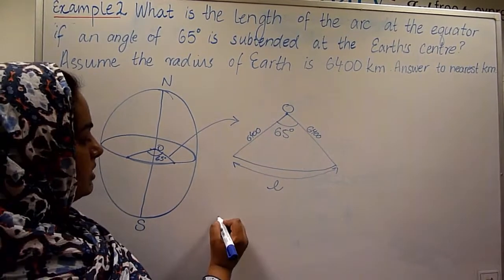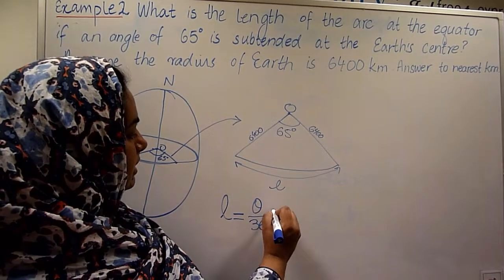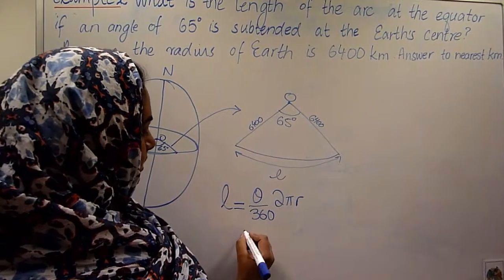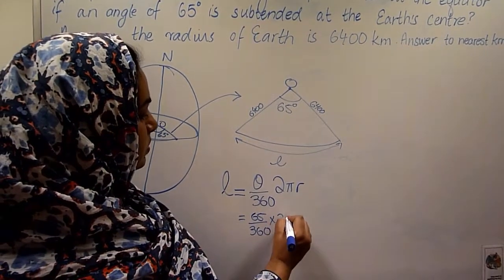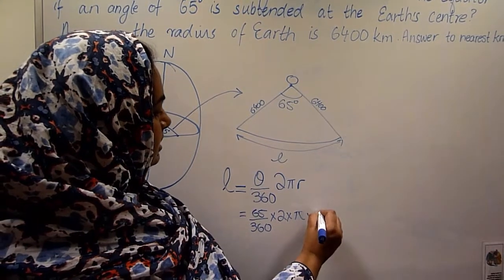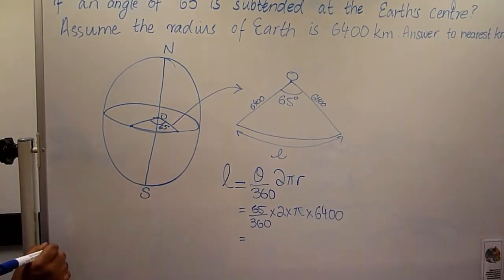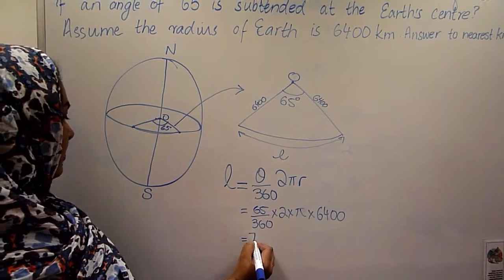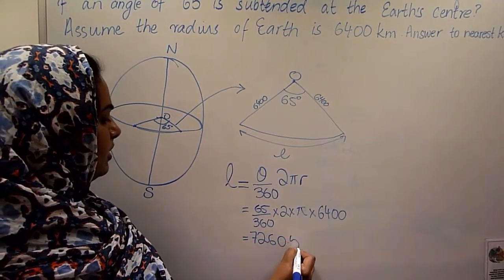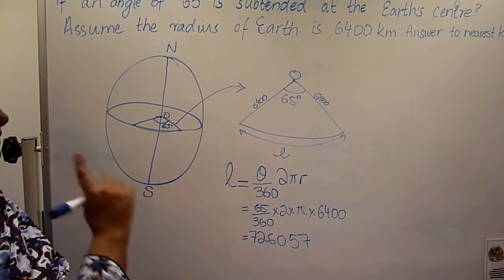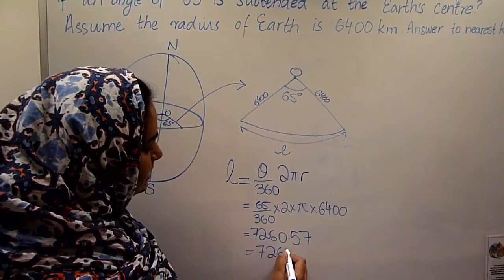So we'll use our formula, which is L equals theta over 360 times 2 pi r, which becomes 65 over 360 times 2 times pi times 6,400, which works out to be around 7,260.57. Now the question asks us to give the answer to the nearest kilometer. So the answer to the nearest kilometer is 7,261.